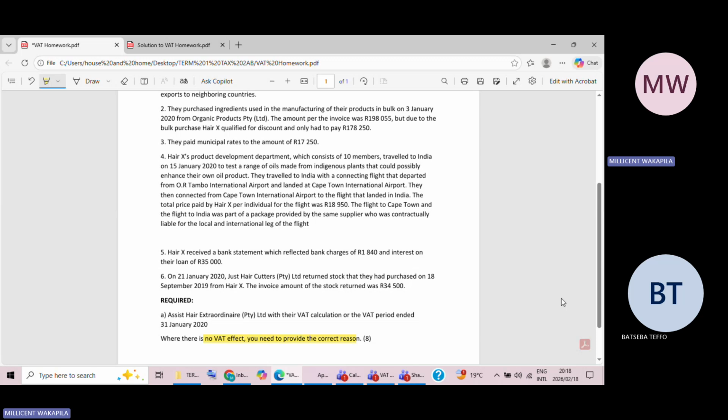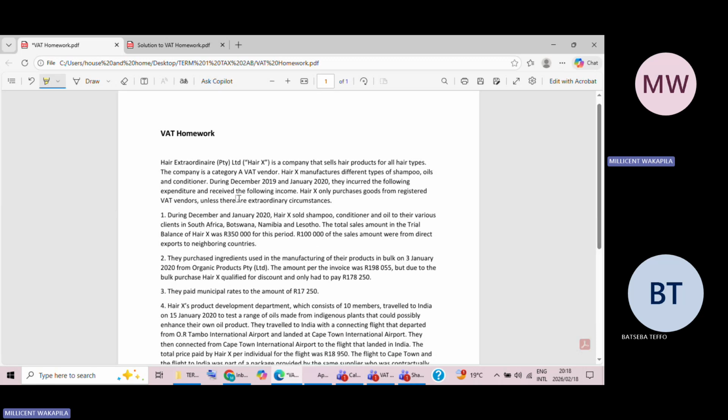Okay, so now moving on to the question. It says Hair Pty Limited is a company that sells hair products for all hair types. The company is a category A VAT vendor. You see what I was saying in relation to the categories?